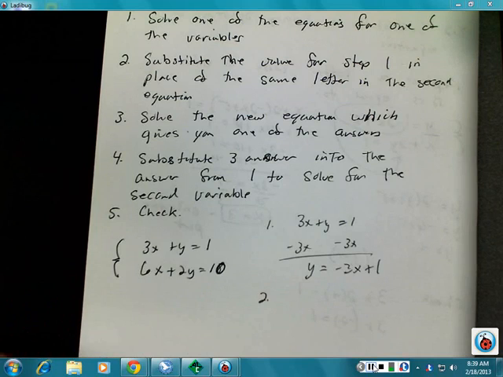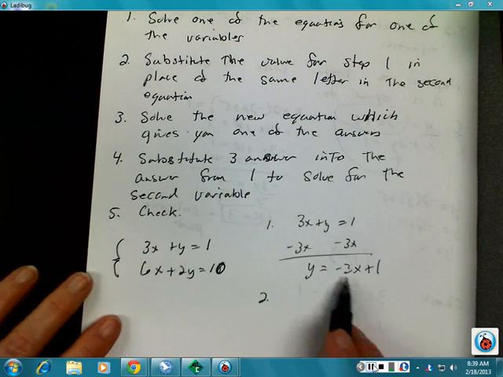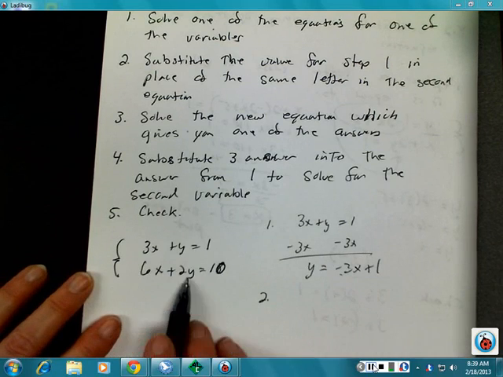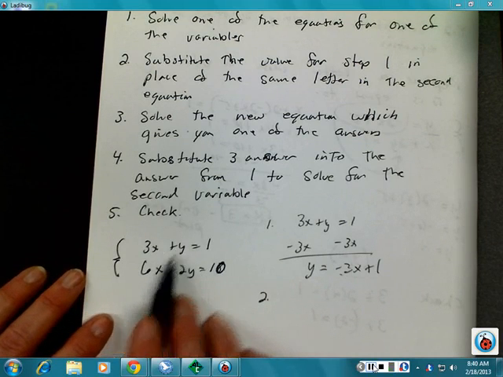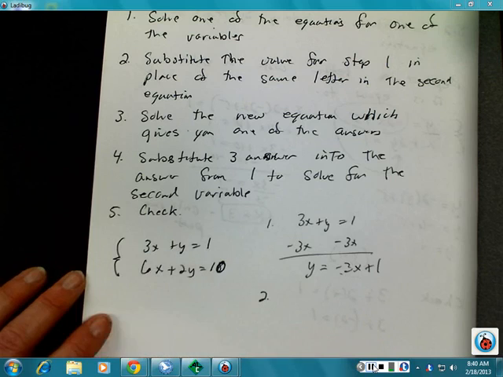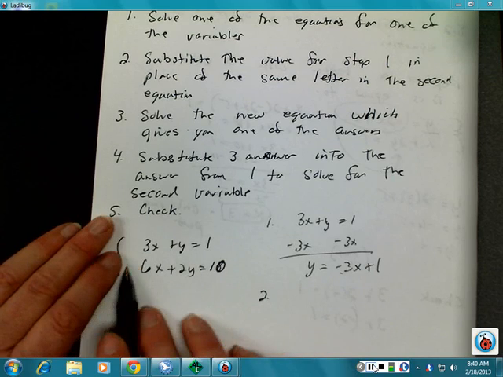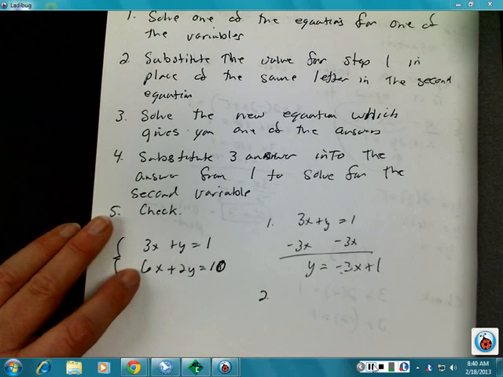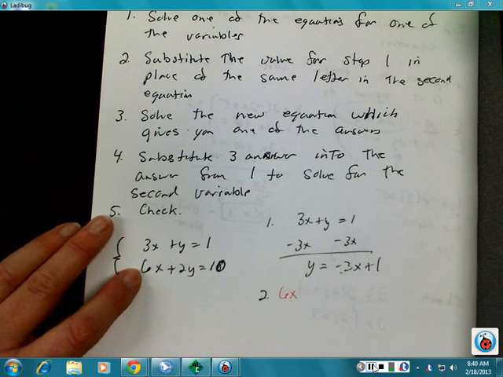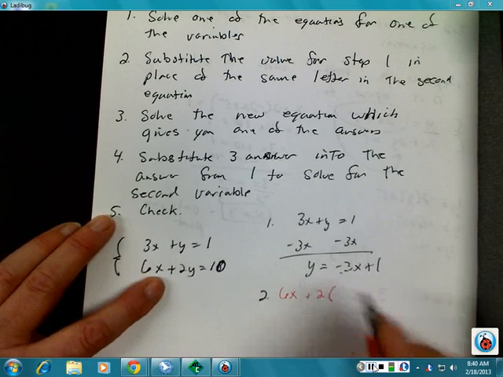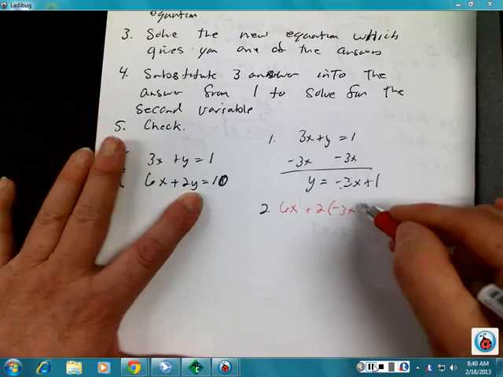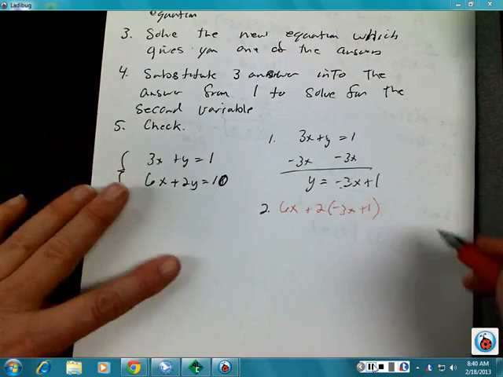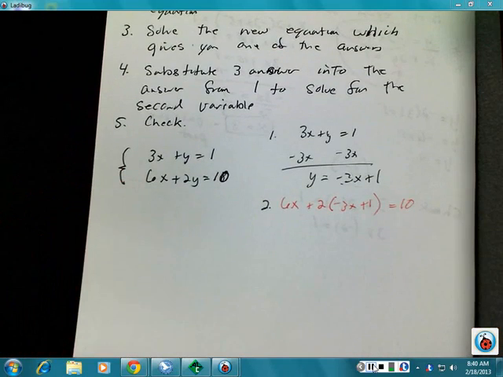So that leaves me with y is equal to a negative 3x plus 1. Step 2, I'm going to take this piece, and then I go to my second equation. Don't plug it back into itself. Okay, it doesn't work. So make sure you don't put it back into what you had solved before. So you've got to go to that second equation. So if you go to the second equation, you're going to have 6x plus 2, replace y with what you just found. And then go through and solve it.